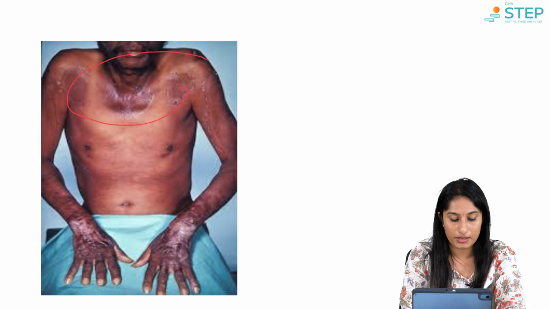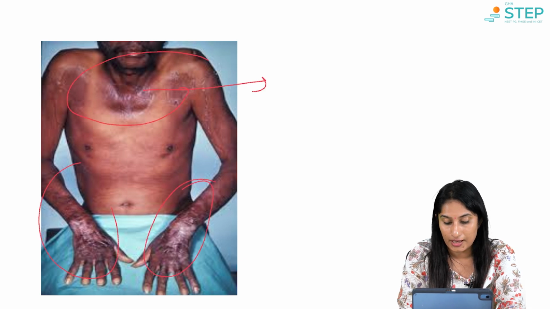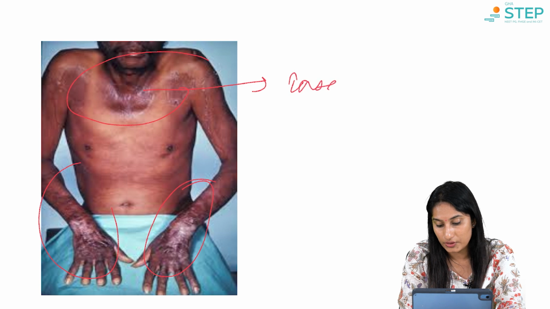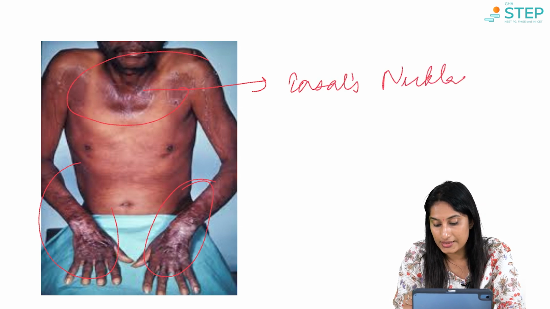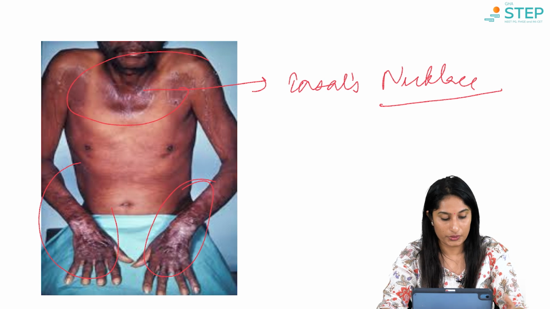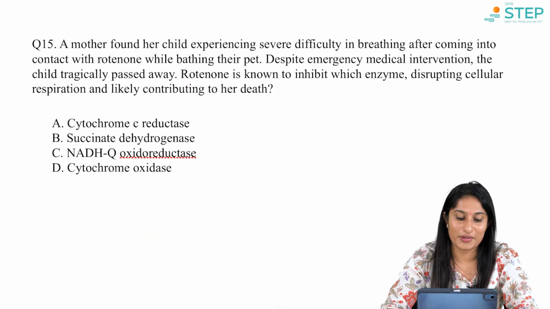Okay. So, this is how the rashes appear, mainly in the sun exposed areas, yes. And what do we call this particular necklace? We would refer to it as the Casal's necklace of Pellagra. Okay. So let's move on to another electron transport chain based question.